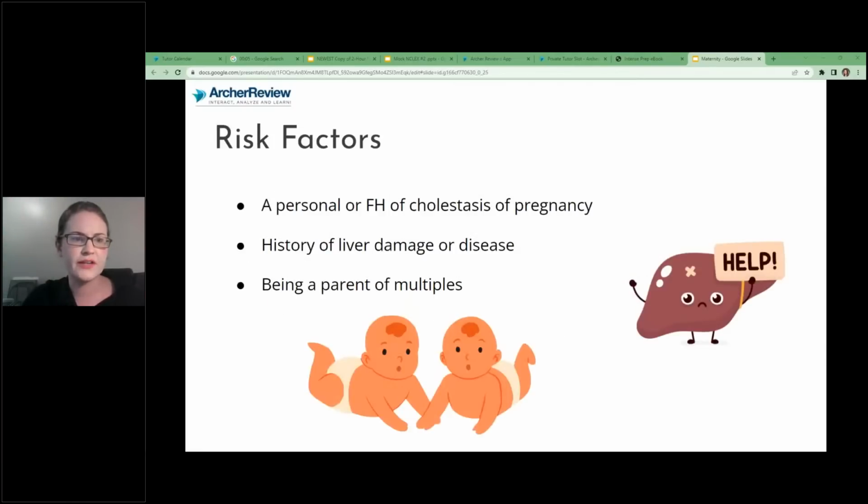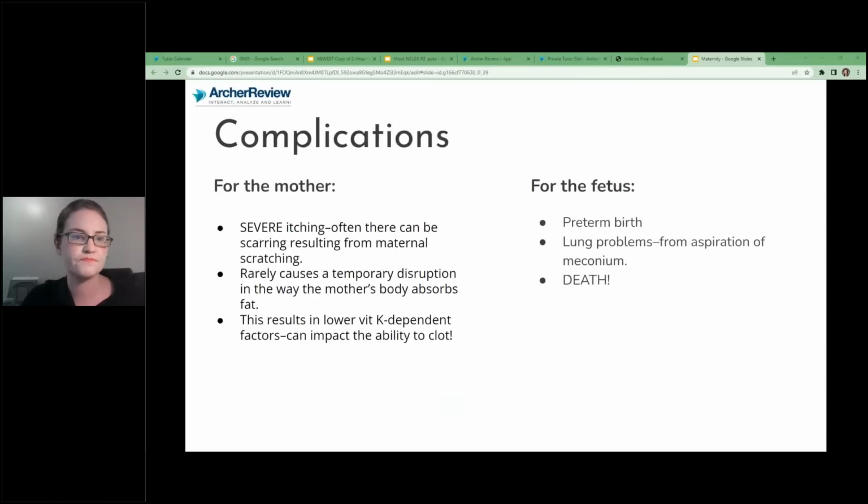What are the risk factors? Well, if someone has a history of cholestasis in a prior pregnancy, much more likely they're going to get it again. Actually, about 60 to 70% of women do have a recurrence. And if the symptoms were severe, more likely you're going to have a recurrence. If there's a history of liver damage or disease, that increases the risk. And definitely being a parent of multiples, twins, triplets, increases the hormones, increases the risk.